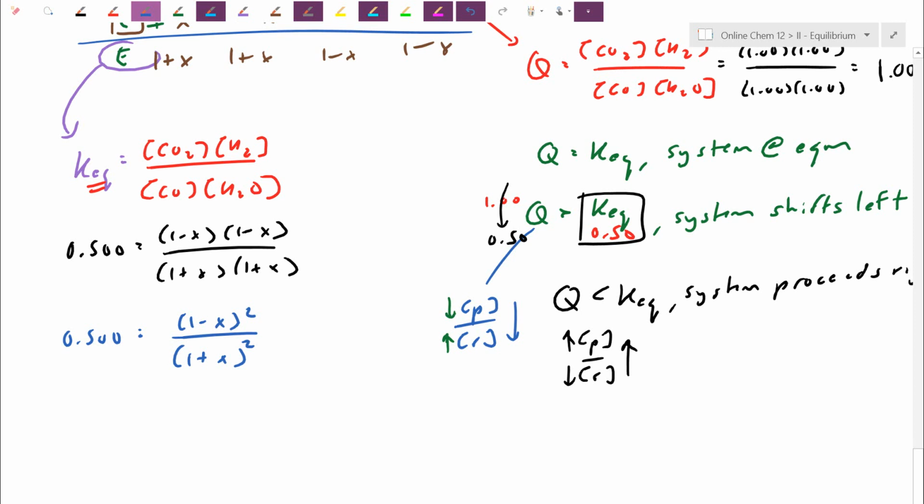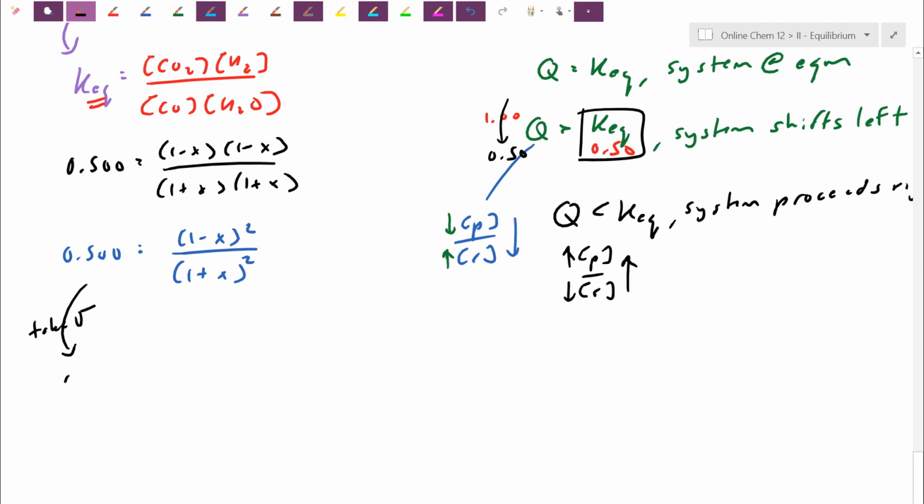Because both of them are being squared, even though 0.5 is not a nice number, you can still take a square root of 0.5, no problem. Let's take the square root, so take the root of both sides. I'm getting roughly 0.707, and the square root actually kills both the squares. We get 1 minus x and we get 1 plus x.